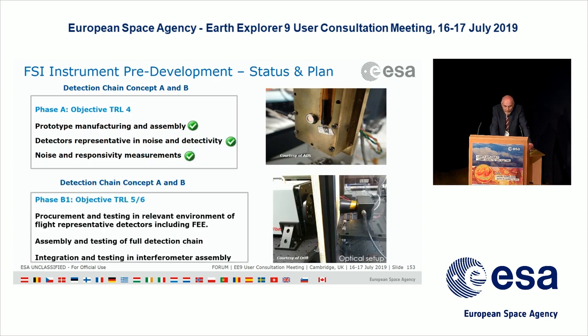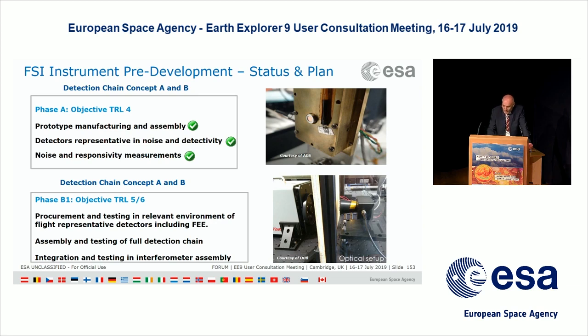Also in this case, results of this characterization activity have been fundamental to assess the achievable performance of the instrument. For phase B1, the objective is to reach TRL 5 to 6 by procuring and testing in a relevant environment flight representative detectors, including the relevant front-end electronics, assembling then the full detection chain and integrating and testing in the complete interferometer assembly.